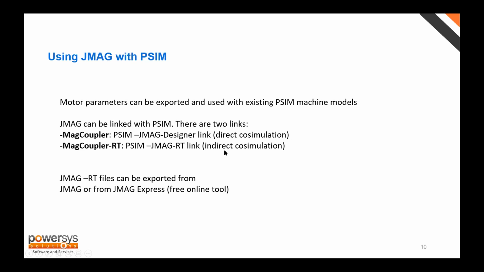And this is an indirect co-simulation because, as you may know, from JMAG Designer, you will use JMAG-RT, you will export the RTT table from JMAG-RT, and then you will import it into PSIM. So it is the other way, which is the fastest way also, but it is indirect. The data are not exchanged in real time because PSIM will use the RTT table from JMAG-RT in order to make the simulation.